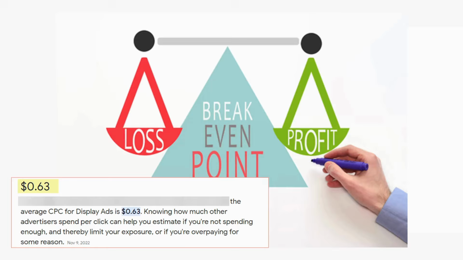I will say from my experience in the simulation that I've tested out several different CPCs within it, and I've managed to get it down to as low as 10 cents with amazing results that gave me over $50,000 in revenue and significant profits. But this is going to depend on your product type, your persona, and other factors.